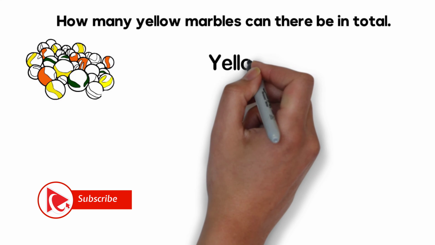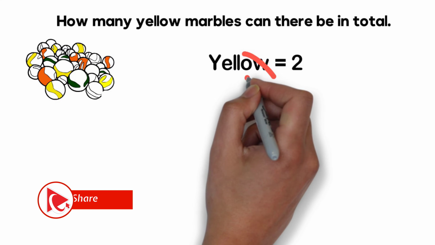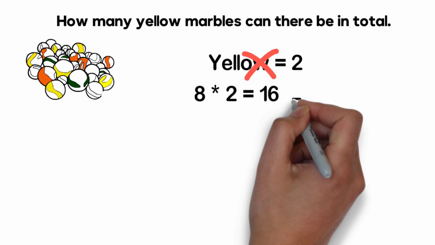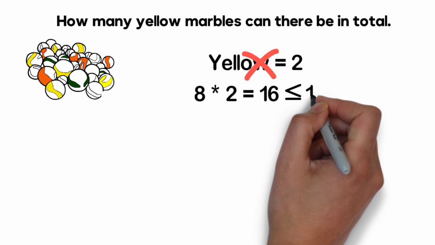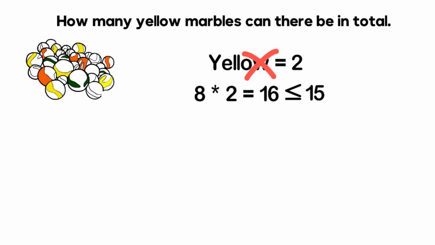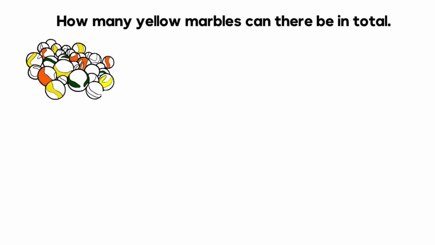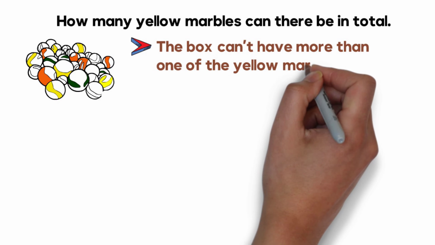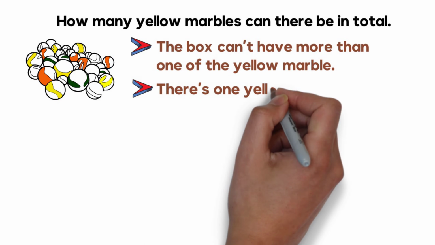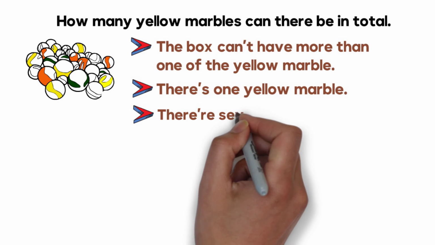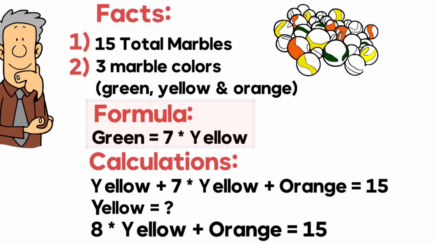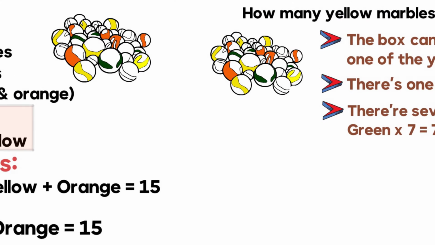Can there be 2 yellow marbles? No, because if we multiply 8 by 2, we will get a total of 16 marbles, which is greater than 15, the current total number of marbles. Based on this information, the box cannot have more than 1 yellow marble. And if there is only 1 yellow marble, there are going to be 7 green marbles, because we already have a formula that the number of green marbles is calculated by multiplying 7 by the number of yellow marbles.